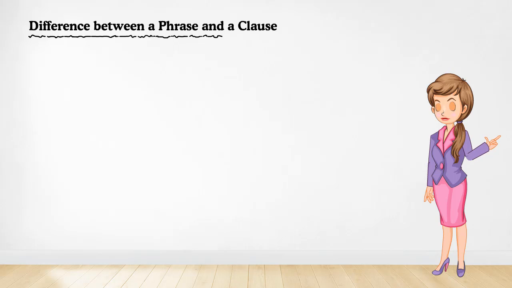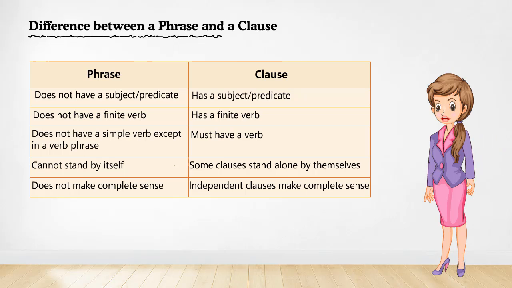Difference between a phrase and a clause. A phrase does not have a subject or predicate, does not have a finite verb, and does not have a simple verb except in a verb phrase; it cannot stand by itself and does not make complete sense. A clause has a subject and predicate, has a finite verb, and must have a verb. Some clauses stand alone by themselves; independent clauses make complete sense.